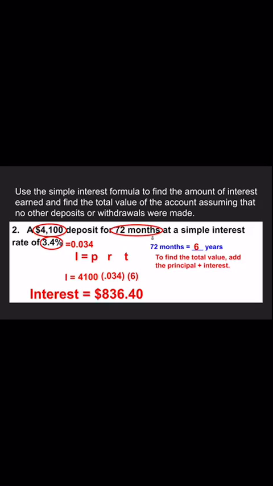So let's find our total, what we have now. All right. So what was our principal? What was the initial? What was the beginning? What was the original number that we put into the bank? $4,100. Now, what was the interest? How much did we earn in those 6 years? $836.40. So now we get those two numbers.